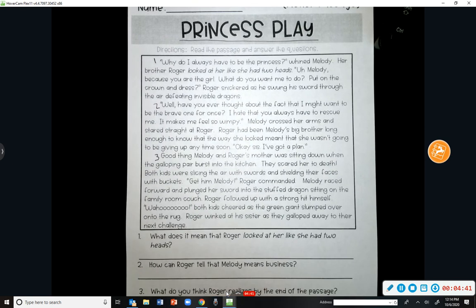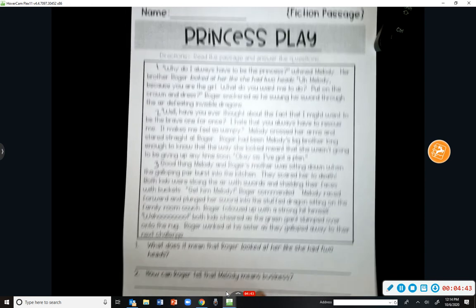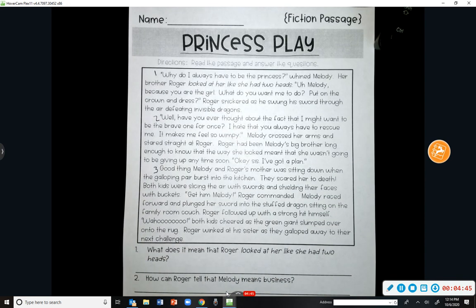Okay. Who wants to start reading? Me. Kelsey? Just read the first paragraph. Why do I always have to be a princess? Whined Melody. Her brother Roger looked at her like she had 2 heads.